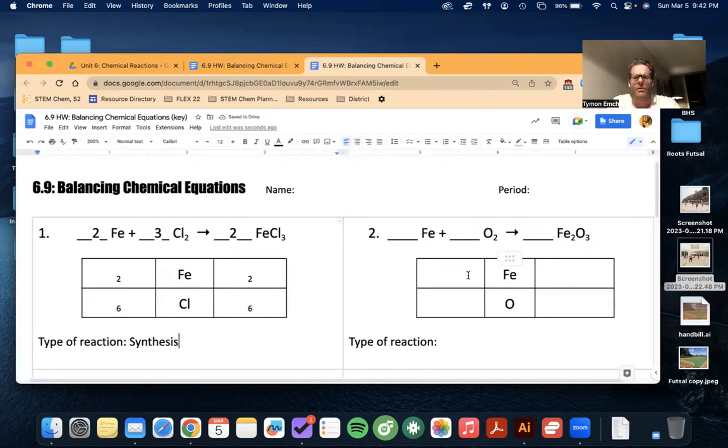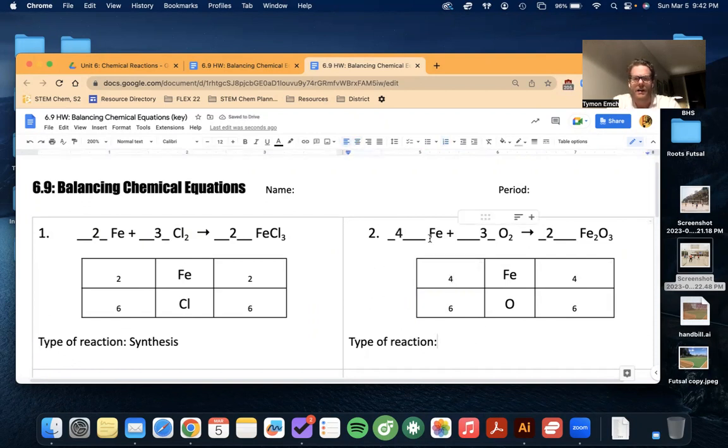All right, let's check it out on this next one. You could start with iron, a 2 here, but it doesn't really help you much, so I recommend starting with the oxygens. You have 3 oxygens here and 2 here. With 3 times 2, you get 6 oxygens on this side, and 2 times 3, 6 oxygens on this side. Now 2 times 2 gives me 4 total irons on this side, so I have to put a 4 out in front over here to have 4 irons on this side.